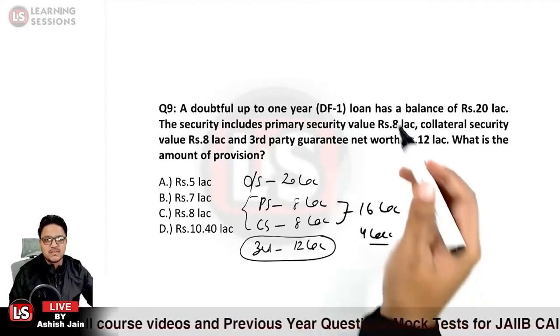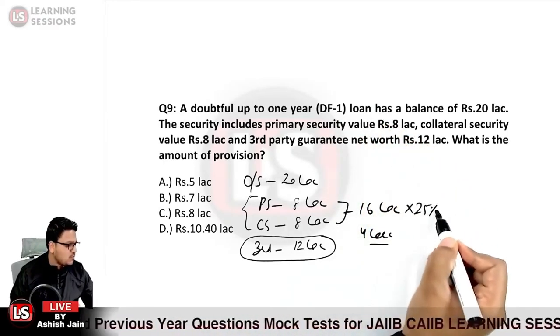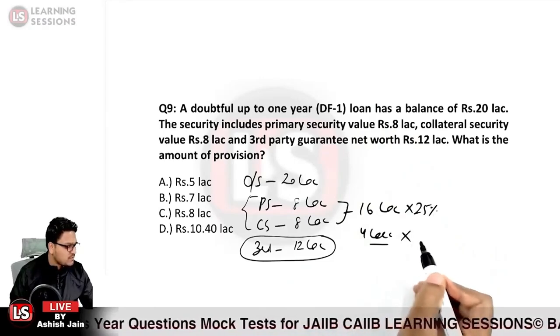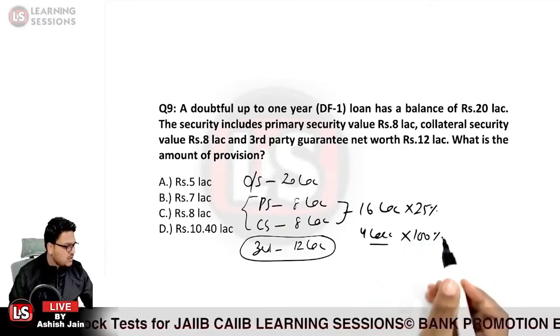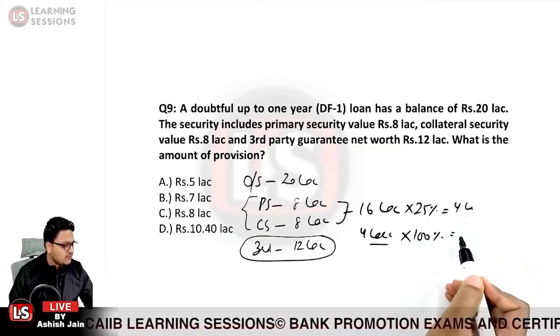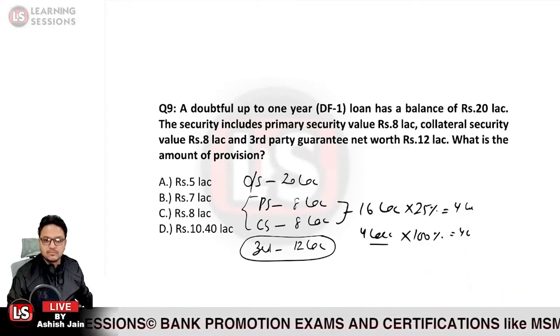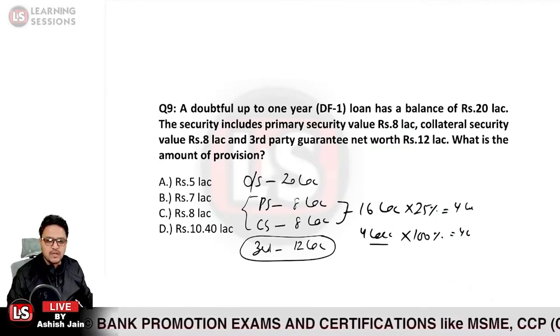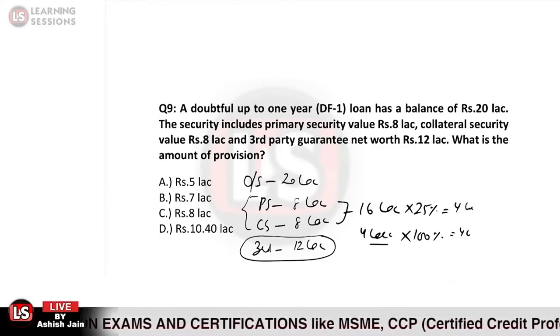Further, the loan is classified under DF1. So the provision for the secured part is to be created at 25%, and for the unsecured part at 100%. So 25% of 16 lakh is equal to 4 lakh rupees, and 100% of the 4 lakh is equal to 4 lakh rupees. So option C is the right answer.